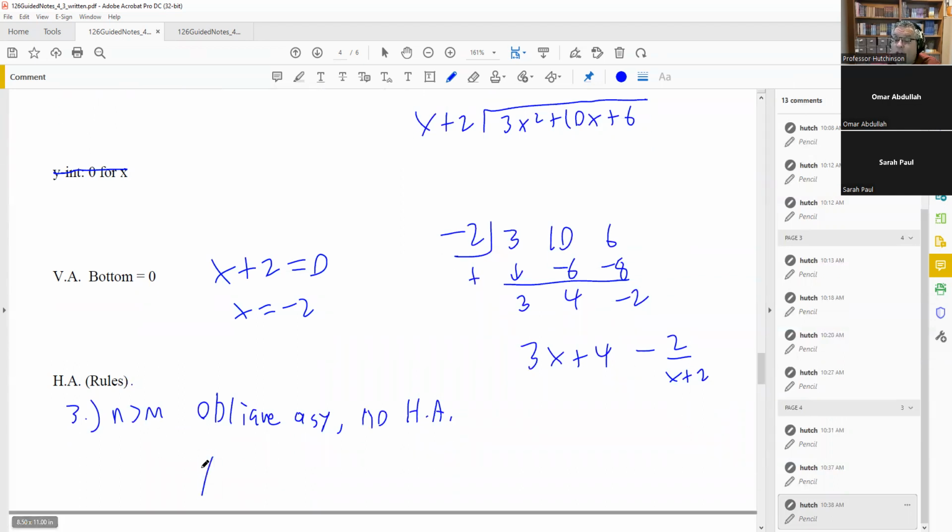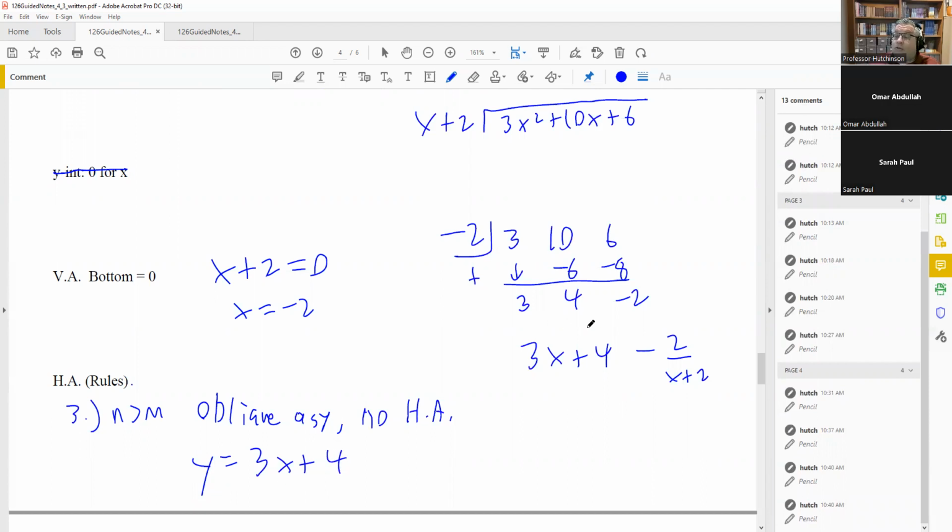So when you write your oblique, it's just going to be y equals, now you still have to remember to put y equals on there because it's an equation of a line. Okay, so it is this 3x plus 4, and that's your equation for your oblique.